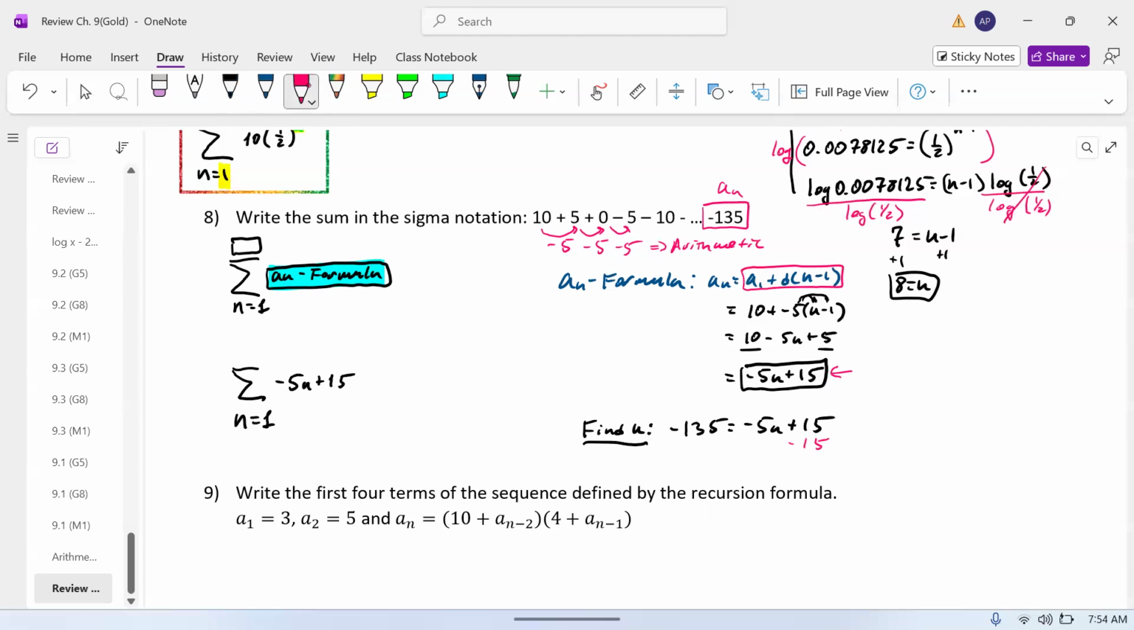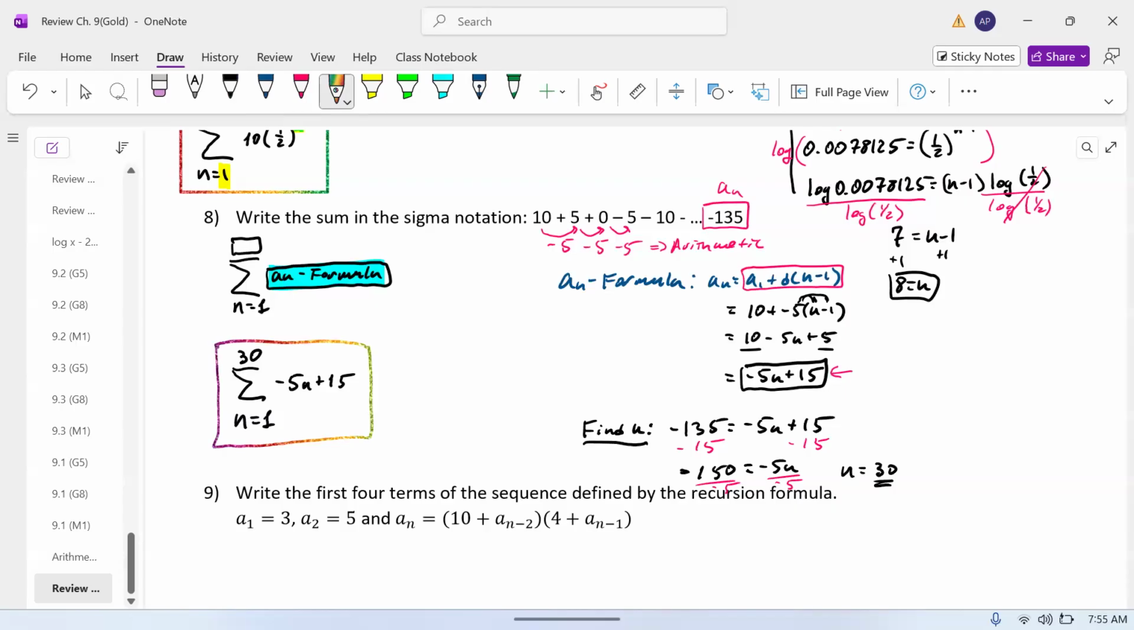So we can subtract 15. We'll get negative 150 equals negative 5n. And then divide by negative 5. Therefore, we get n is equal to 30. Notice, once again, it has to be a positive whole number. Here we're dividing negative by negative, and we do get a positive. So we get 30. And therefore, that is our sigma notation.